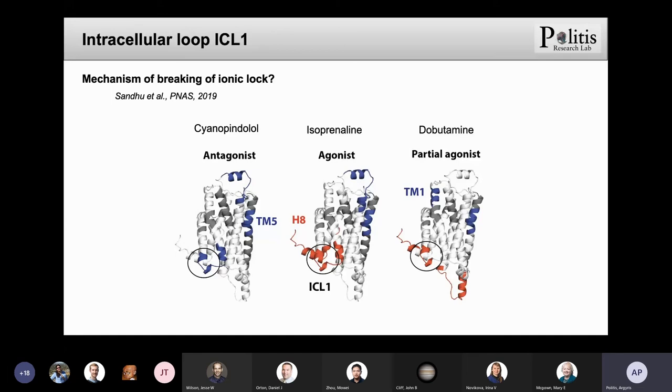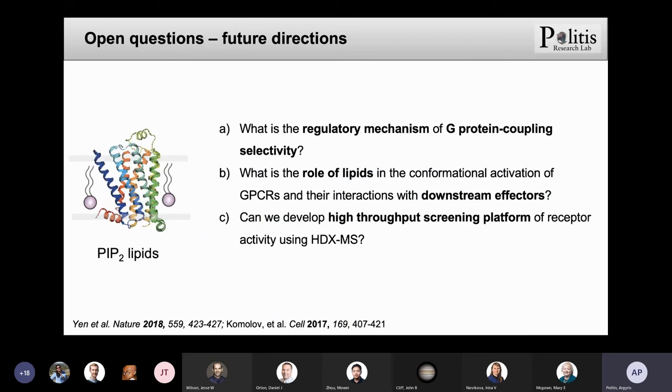Beyond that, what we're trying to understand is how we can tell whether we have a clear conformational signature between agonist and antagonist. Obviously, this is ongoing work in our group. The open questions are what the regulatory mechanism of G protein coupling is, and the role of lipids, but also building a high throughput platform where we can use HDX to study the conformational signatures of G protein coupled receptors. I think I'm going to be concluding.